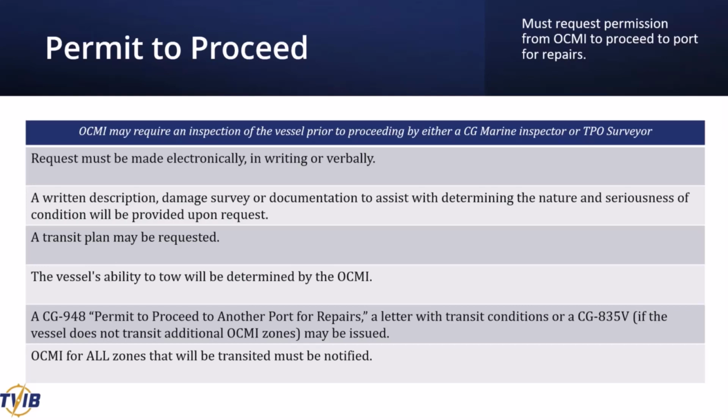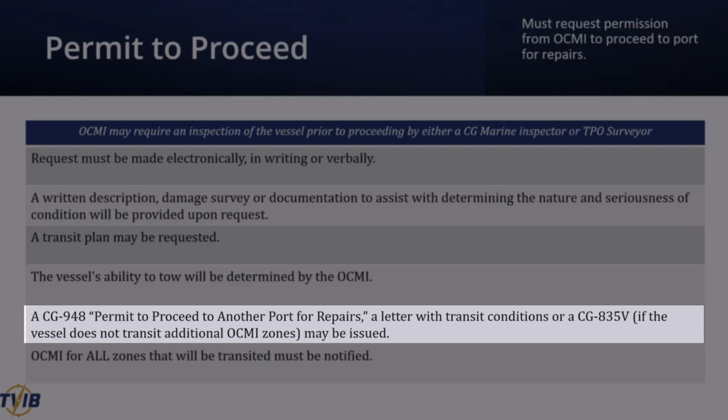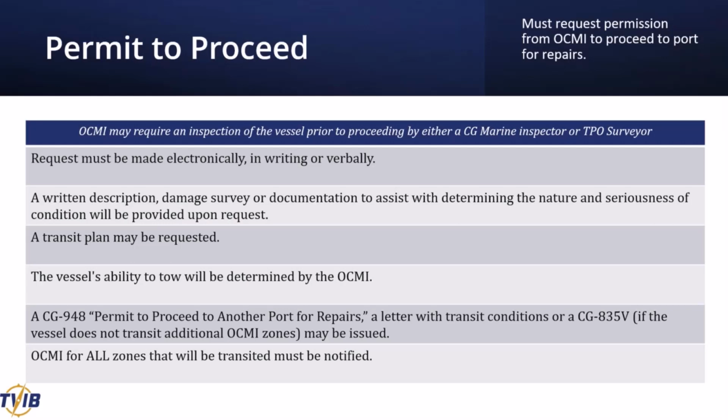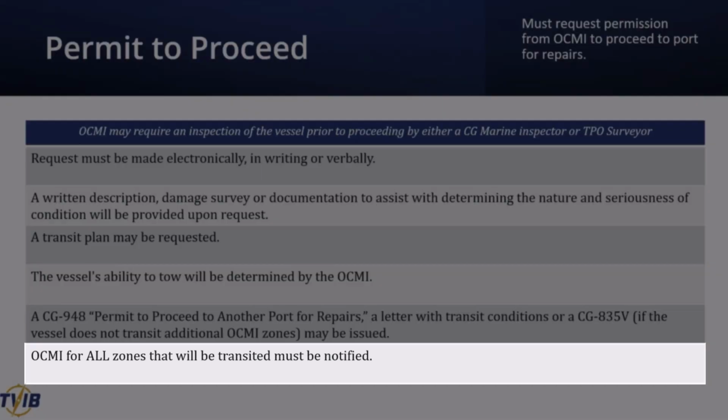Once this information has been provided, the CG 948 permit to proceed to another port for repairs, a letter with transit conditions, or a CG 835 may be issued. Now, the letter with transit conditions or the CG 835 is normally utilized if the vessel is not going to be transiting into another OCMI zone. If it's going to be transiting zones, then a lot of the time you'll see the permit to proceed or the 948 issued. Any zones that are going to be transited through must be notified that the vessel is going to be coming through their zone. Once it has reached its final destination, they may be requested to assist with verification of repairs.